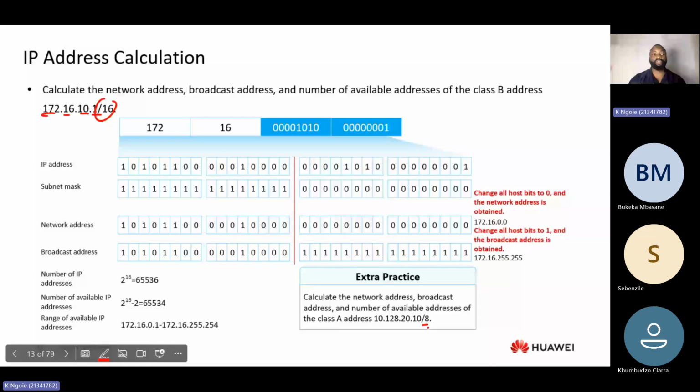So in this case, for example, can anybody tell us how many bits we are going to have for the host? Anyone? I'm saying, in the case of this IP address given here, how many bits does the host have? In this case here, the host has 16. What about this case?